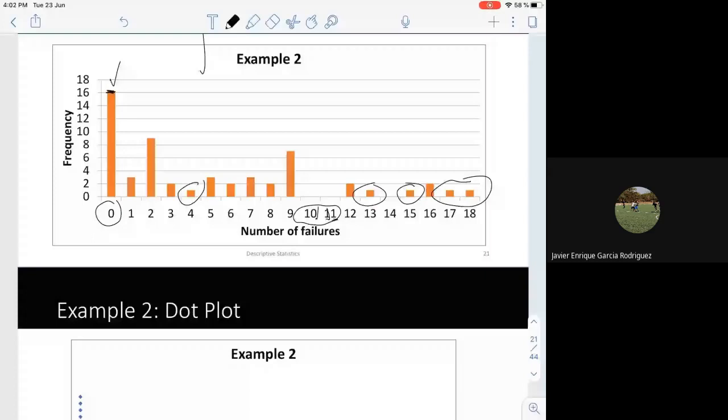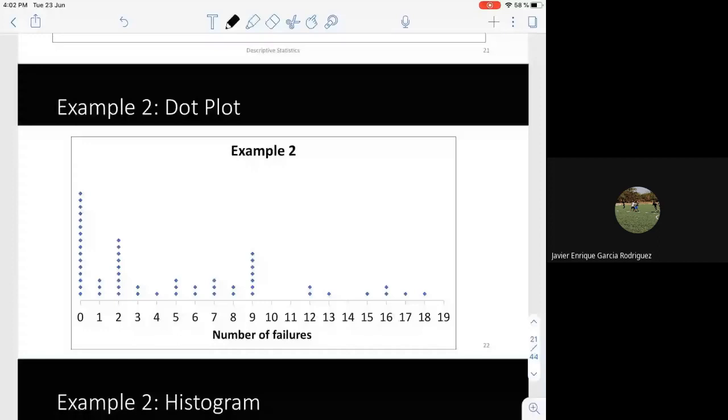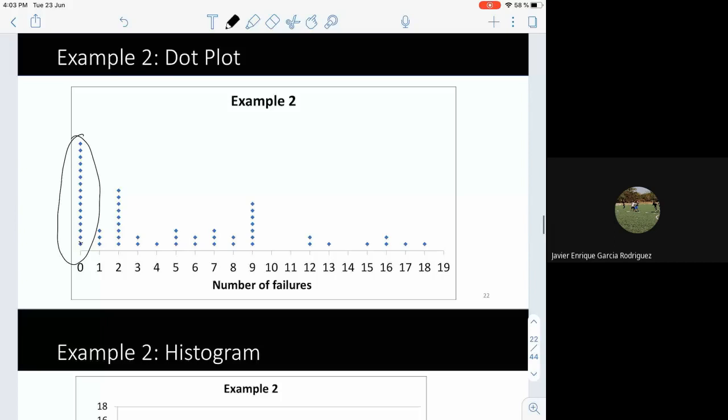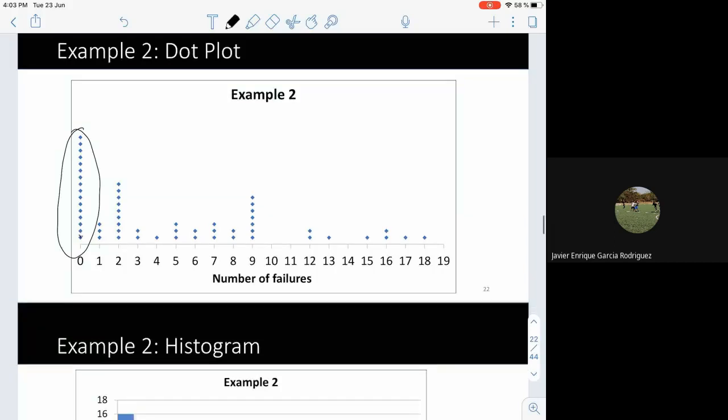A similar plot is the dot plot. It looks similar to the bar chart. It shows the same information, only for the number of failures. Each dot represents 1 observation. That means that here, for the 0, we have 16 observations. So if you count, you should have 16 dots, right? So again, it's the same. It's just a different format, but it's the same information that is presented by the bar plot.